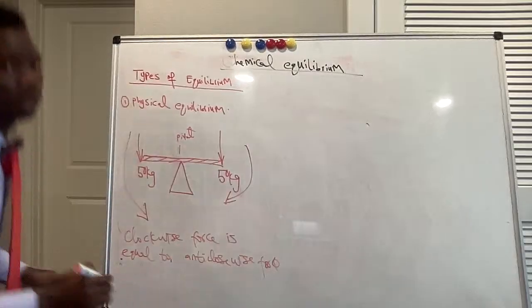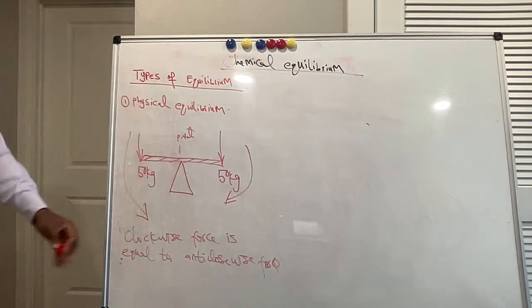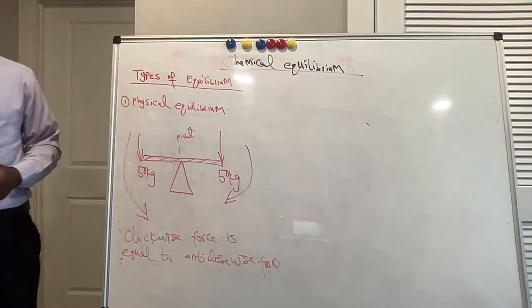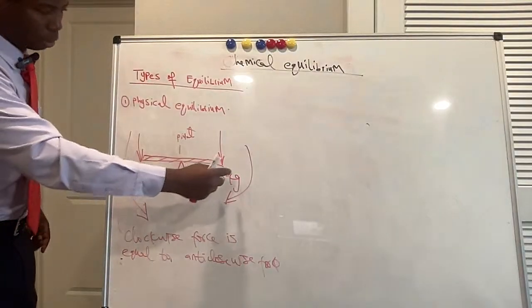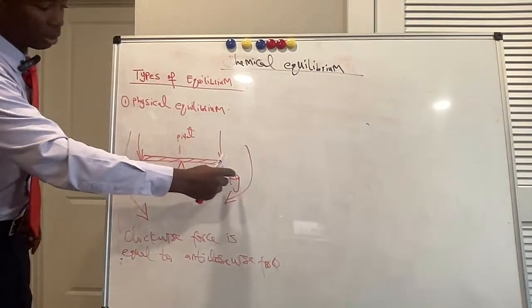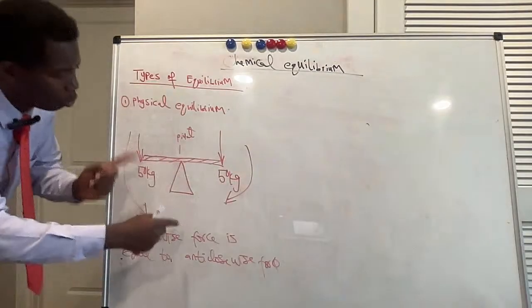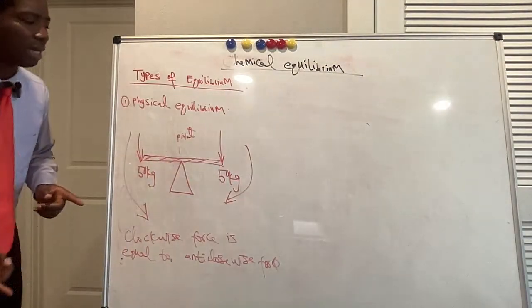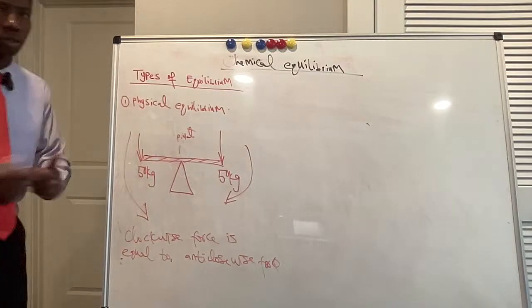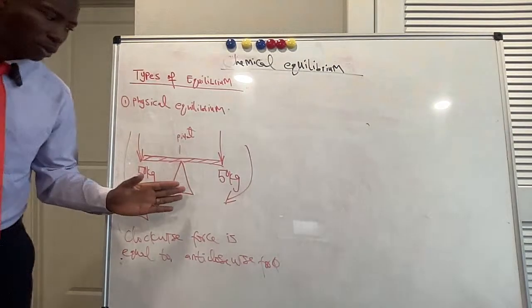Anti-clockwise force. That is why you can see that an object or a load that is here, if they are of equal mass, there will not be change. It will neither tilt to your left nor to your right, neither clockwise nor anti-clockwise. This is an example of static equilibrium.